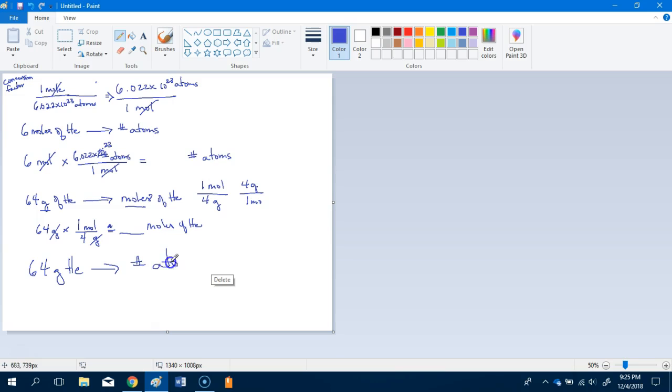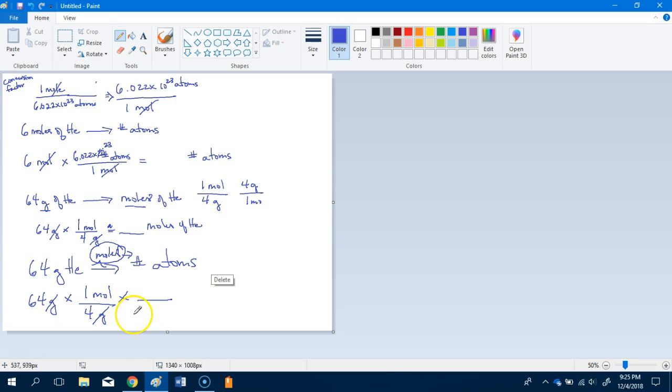Now you'll notice that if we were going from, let's say, 64 grams of helium to number of atoms, we would have to do an intermediate step of doing moles first and then atoms. So we would start with our 64 grams of helium. We'd multiply it by our molar mass, which is 4 grams per 1 mole. Then our grams would cancel out and give us our moles. And then from there, we'd have to go to atoms.